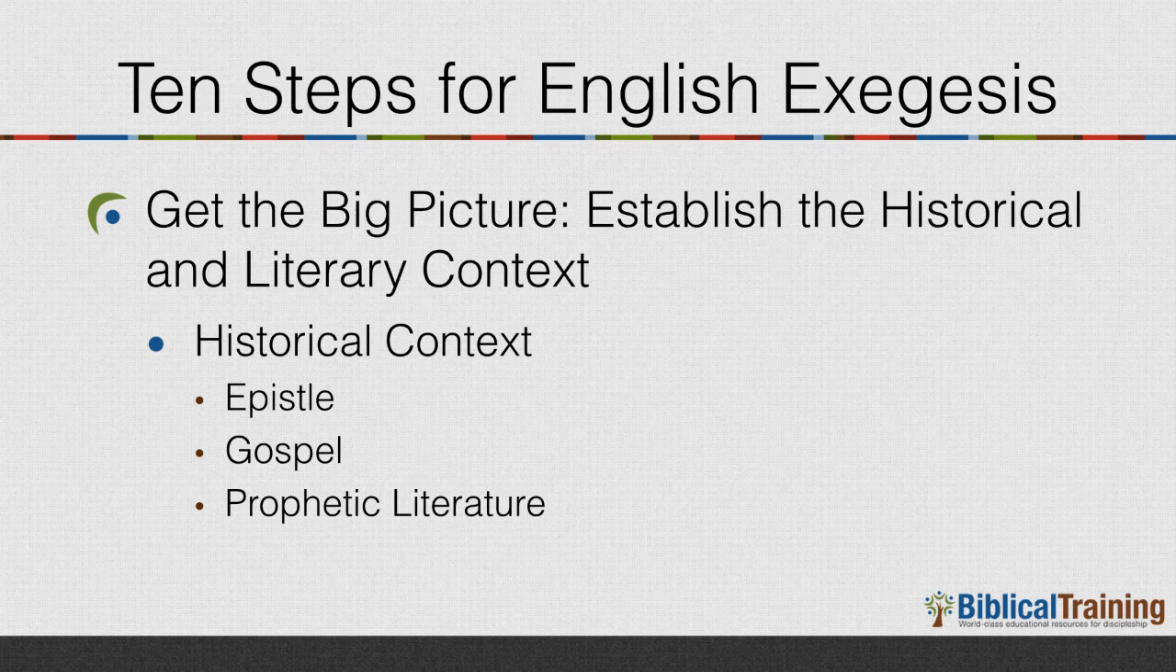A third key thing we need to look for in prophetic literature are the key themes. What themes does Isaiah return to again and again? What is Isaiah's theological perspective? All of these are part of getting the big picture of prophetic literature.